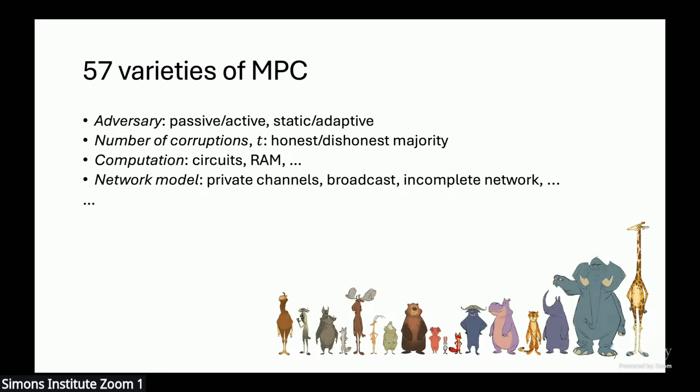And then, of course, when you have an interactive protocol, you need some kind of network, and there's always going to be assumptions on what kind of network this is. Is it reliable? Does it have private channels? Do you have broadcast channels? And all of these factors, even just a small change here and there, can have a very big impact on what you can do in MPC.